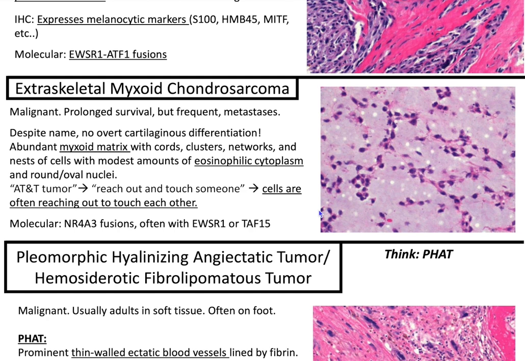Extraskeletal myxoid chondrosarcoma. So this is malignant, but although there's prolonged survival, there's frequent metastases. And despite the name, there's no overt cartilaginous differentiation. You have an abundant myxoid matrix with cords, clusters, networks, and nests of cells with modest amounts of eosinophilic cytoplasm and round oval nuclei. And this is called an ET tumor because it reaches out and touches someone. So cells are often reaching out to touch each other. And molecularly defined by NR4A3 fusion, often with EWSR1 or TAF15.